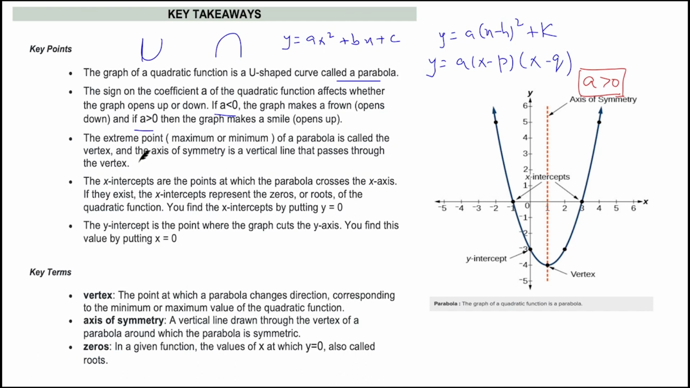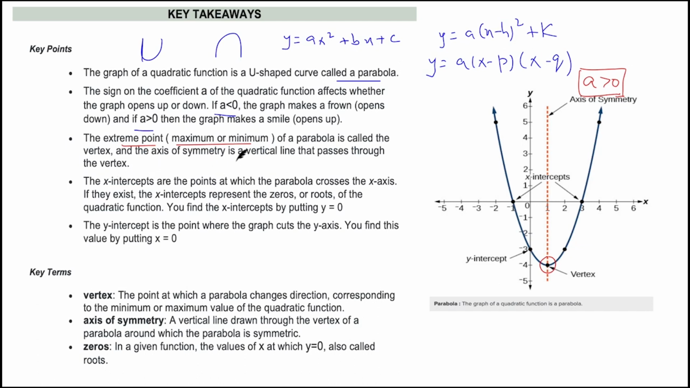After that you need to identify the extreme point, the vertex, maximum or minimum point. Very important. These are some of the things that you need to manipulate before you look at any graph. And what's the vertex? It's the turning point over here. It can be a minimum point, it can be a maximum point. If a is greater than 0, it will have a minimum point. If a is less than 0, the graph will be n-shaped and it will have a maximum point.